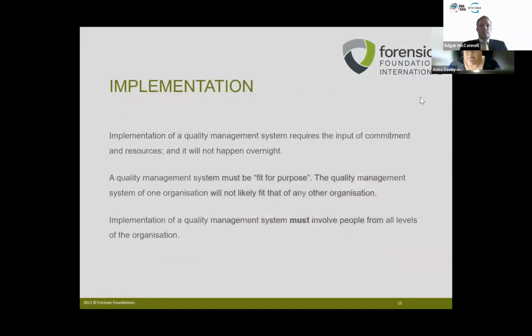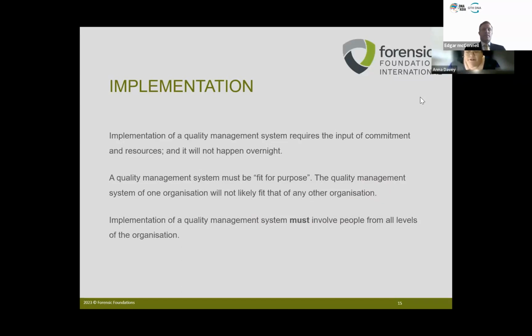The other thing I want to say is when you're developing a quality management system, it requires a lot of input in terms of commitment by people and time and resources, and it will not happen overnight. I know some organizations think that they're going to apply for accreditation and they haven't got a quality management system in place, and they think, oh, they'll just quickly put one together. It takes time, particularly if you want a decent one and if you want it to be fit for purpose. All right.